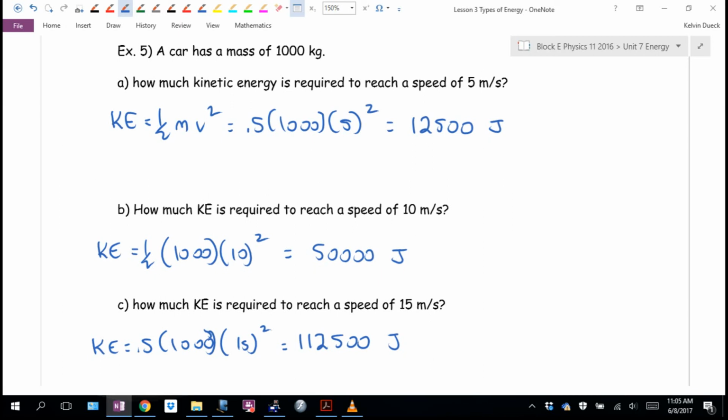Don't turn the page yet. This is kind of weird. Twice as fast, why doesn't... Do me a favor. On your calculator, can you go 50,000 divided by 12,500? What do you get? 4. So B is 4 times larger than part A? Can you go 112,500 divided by 12,500? What do you get? The number 9? Really?